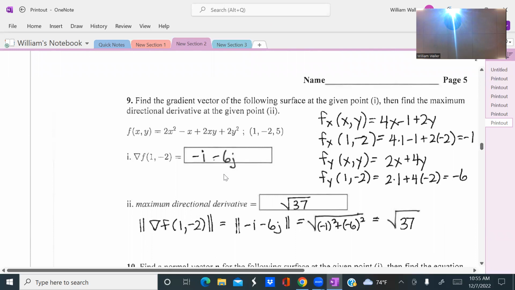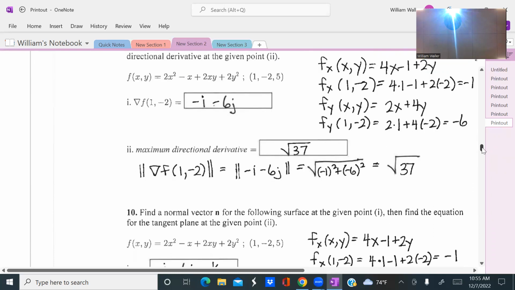The gradient vector, that's the vector that gives you the direction of maximum slope, right? So remember gradient vectors. And remember the magnitude of the gradient vector is always going to be the maximum directional derivative, right?